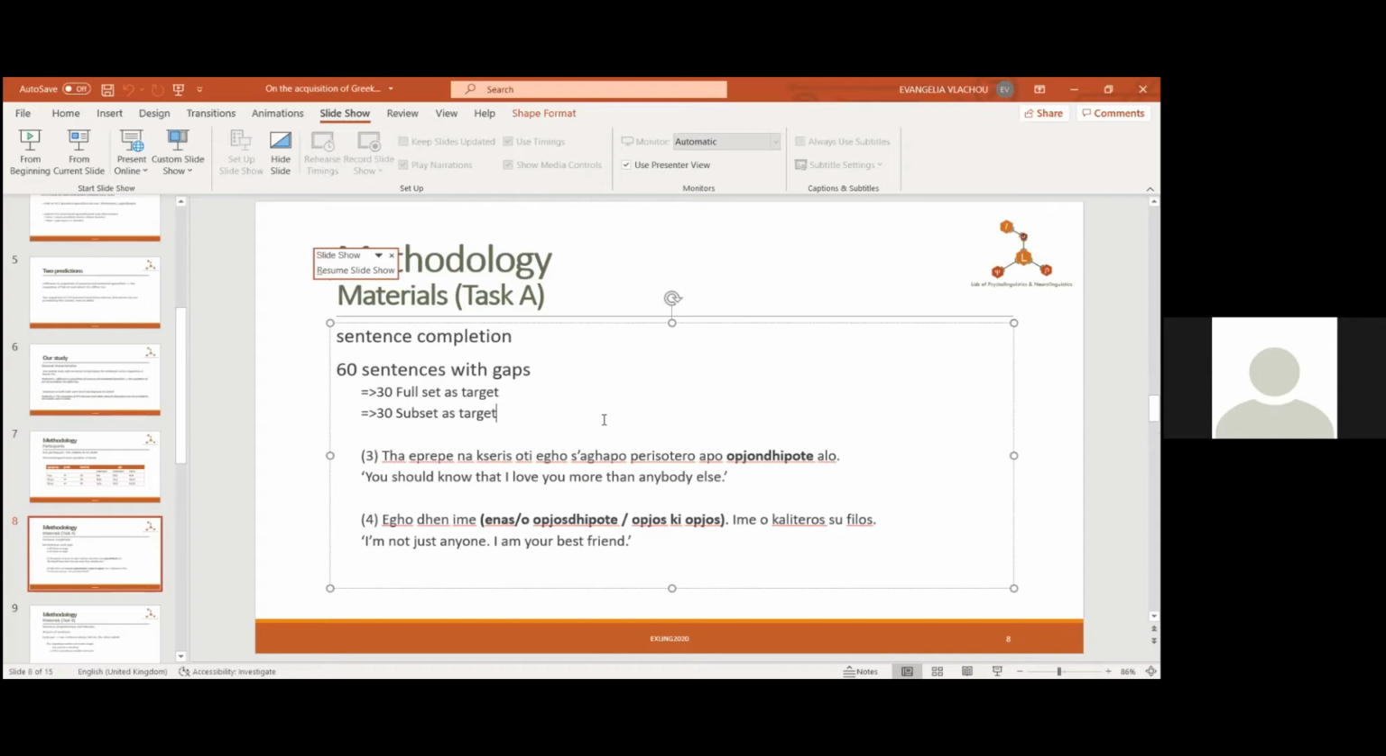And of course, the subset FCI, όποιο και όποιο, is out: Θα έπρεπε να ξέρεις ότι εγώ σ' αγαπώ περισσότερο από όποιον και όποιον άλλο. In 4, we see that the target item is a subset FCI, like ένας οποιοσδήποτε or όποιος και όποιος: Εγώ δεν είμαι ο οποιοσδήποτε, εγώ δεν είμαι όποιος και όποιος, είμαι ο καλύτερός σου φίλος.